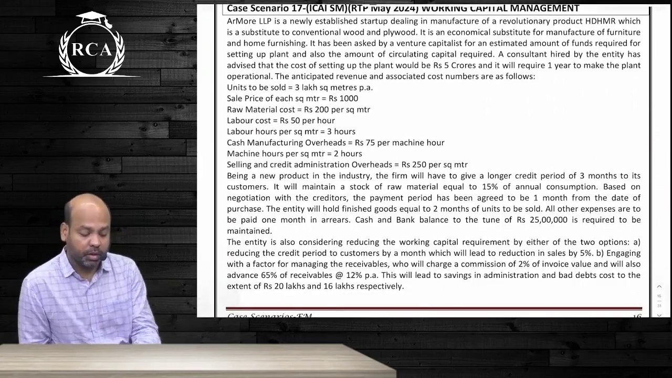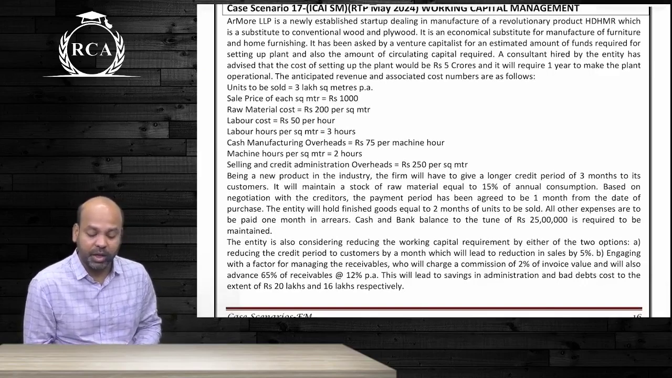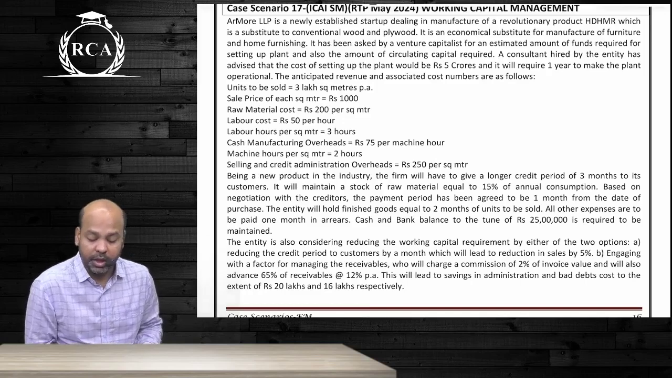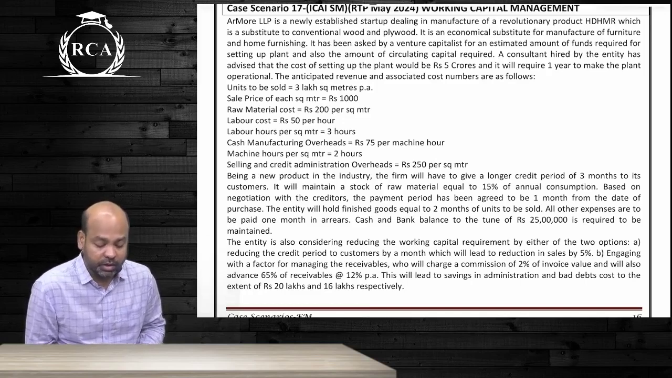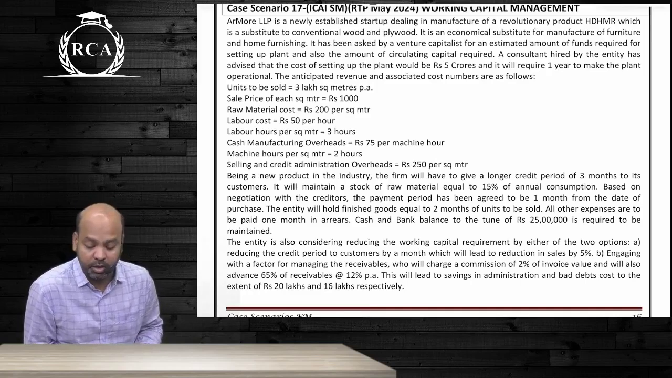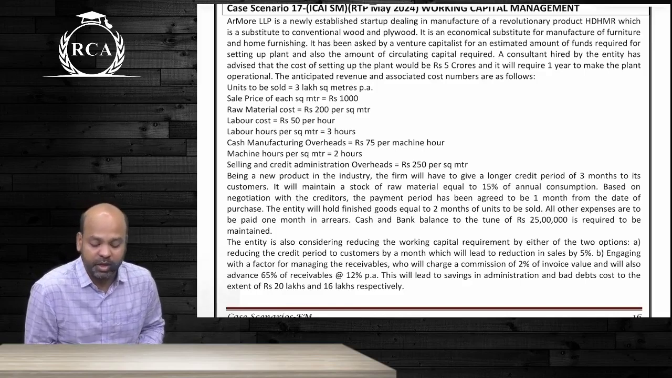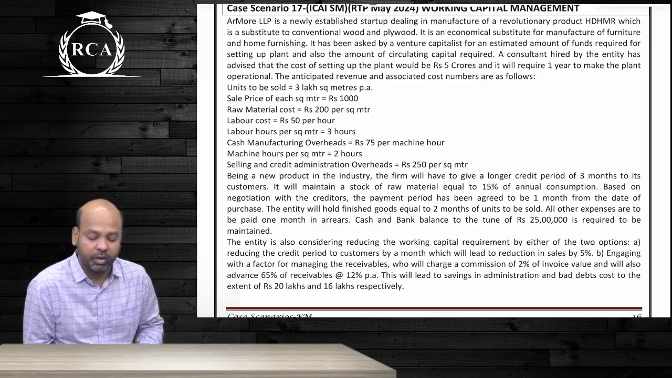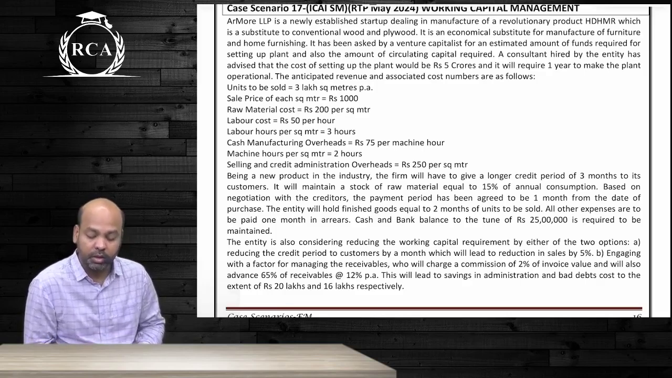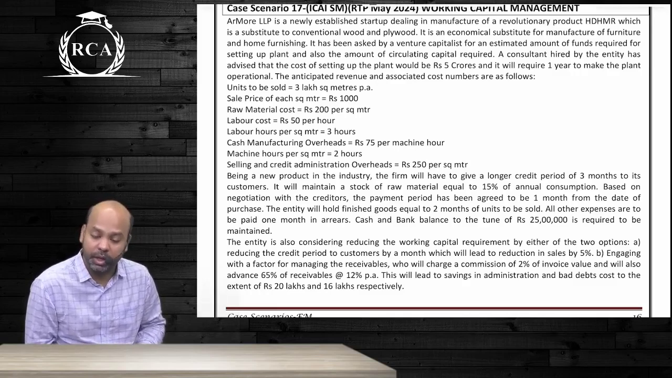Now, Armour LLP is a newly established startup dealing in manufacture of a revolutionary product, HDHMR, which is a substitute to conventional wood and plywood. It is an economical substitute for manufacture of furniture and home furnishing. It has been asked by a venture capitalist for an estimated amount of funds required for setting up plant and also the amount of circulating capital required. That is working capital required. Circulating capital is nothing but working capital.